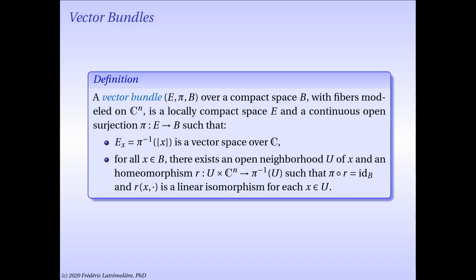Thus, a vector bundle is indeed a way to glue copies of C^n over a compact Hausdorff space in a continuous fashion. The space E is called the total space of the vector bundle. Our purpose, however, is to work with vector bundles and not just their total spaces.